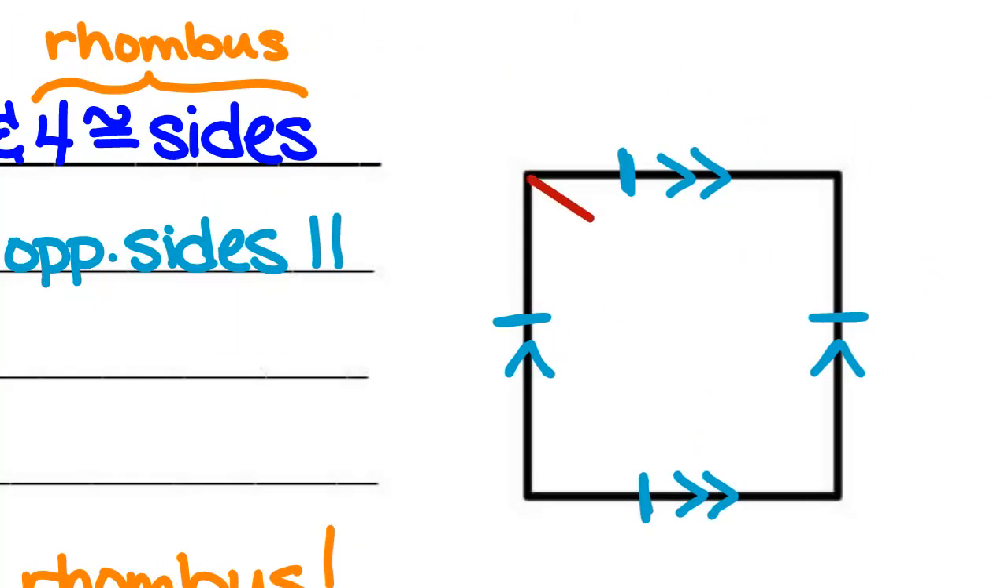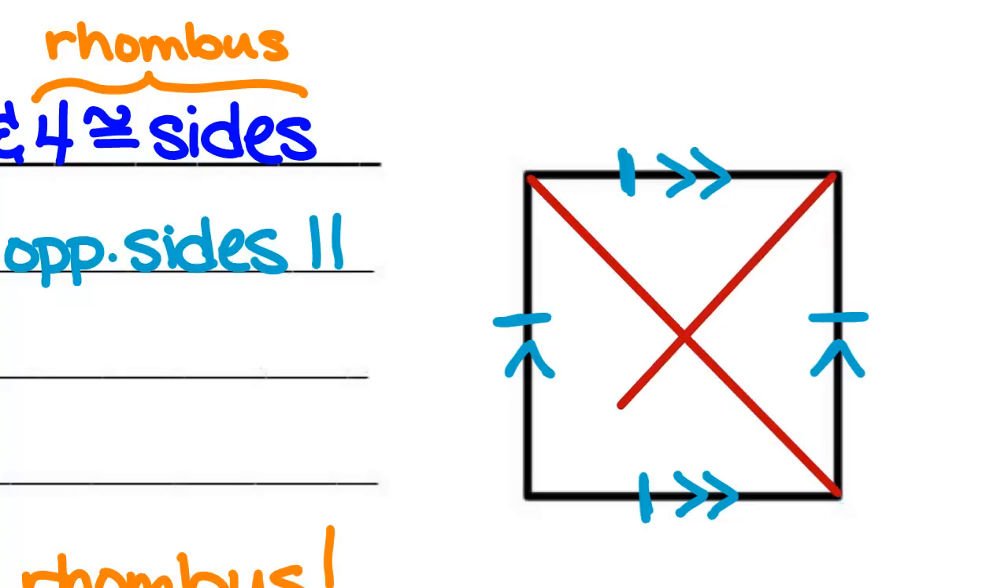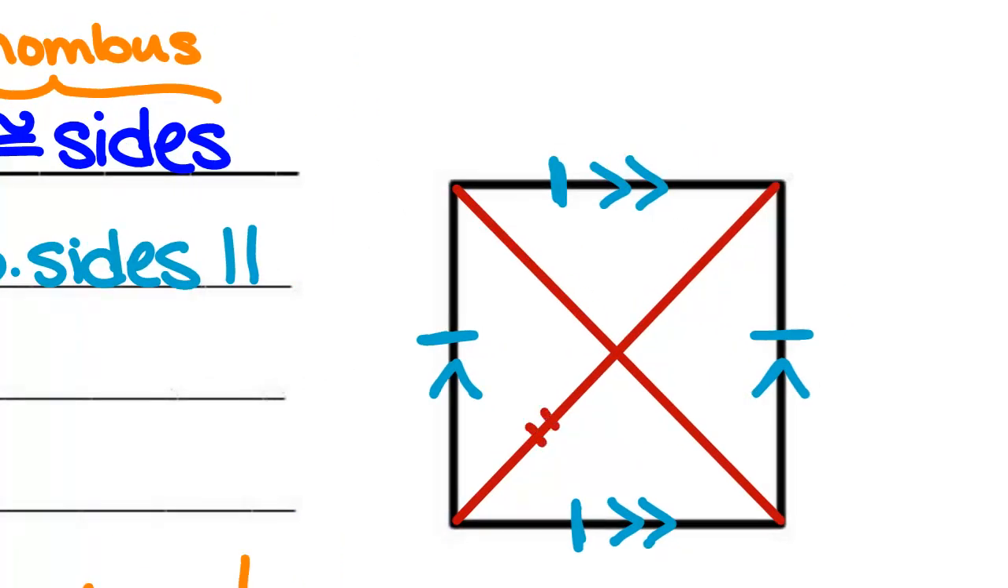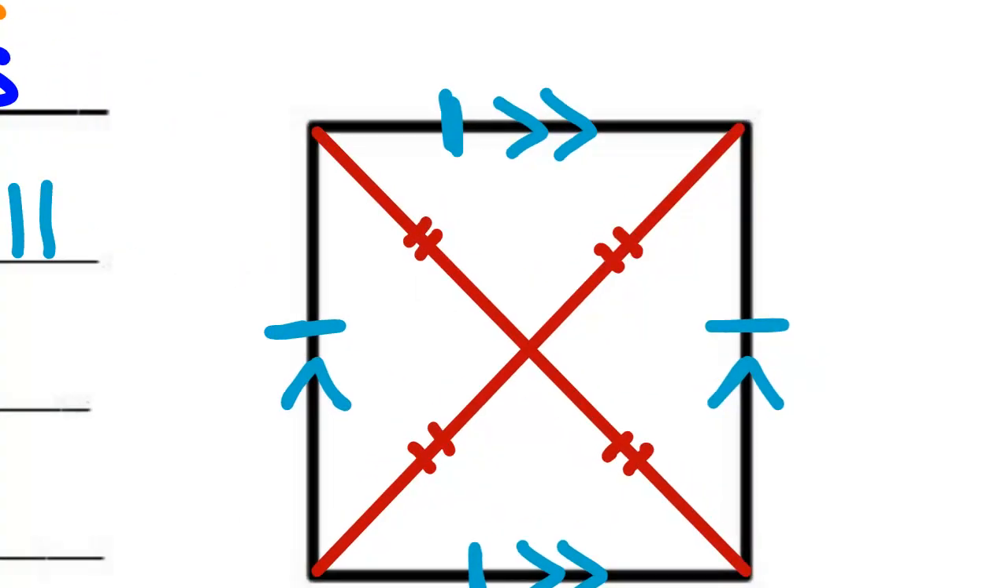So I'm going to draw in my diagonals on this square here to the right. So we're going to draw a line between opposite corners. Because my diagonals are congruent and they bisect each other, that means that all 4 of those little half diagonals are congruent. And where they meet in the center is a right angle.